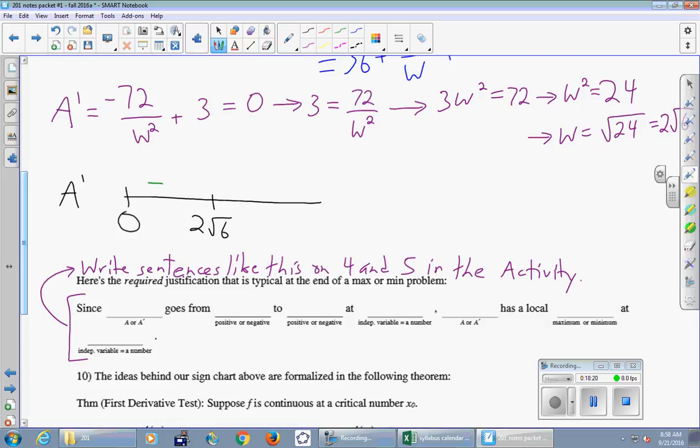And then we pick a number bigger than 2 root 6. 4 is not bigger. 2 root 6 is around 5. 6 is fine. 7 is fine. My standard is 100 because I don't want to make any arithmetic mistakes here. Remember, we're not doing a calculation. We just care about the sign. I'm going to pick 100. If you pick 100 and plug it in for W, this negative 72 over 10,000 is really close to what? 0. It's negative, but it's really close to 0. And then I add 3. What kind of a number am I going to get? Positive.